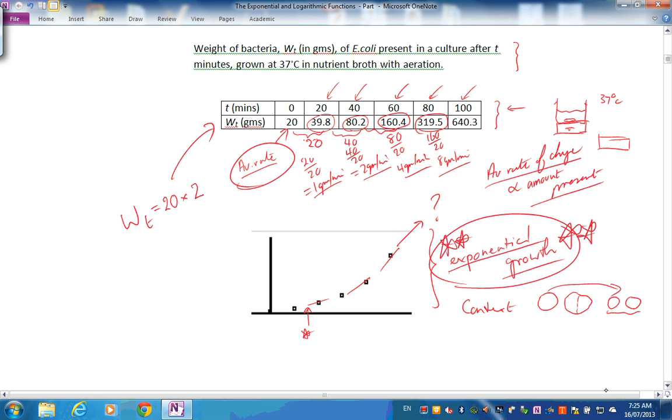And to what power? How often does it double? What do we put up here in the power so we get doubling every, what is it? 20 minutes. It's doubling every 20 minutes. So we want 2 to the t on 20, don't we? So if you increase t by 20, so go for 20 minutes, 20 on 20 is 1, that's 2 to the 1, double. Then in 40 minutes, put 40 in there, 40 on 20 is 2. Yeah, this works.